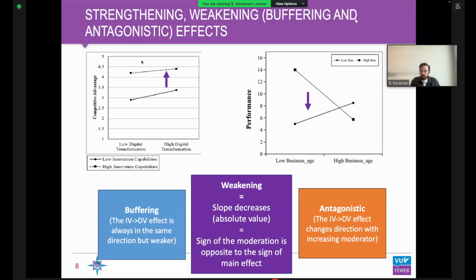Yes, Nasya, that's again true, because in this case you have a positive direct effect, but the moderation is negative. So when you go from low to high innovation, you add something negative so that the slope becomes flatter.